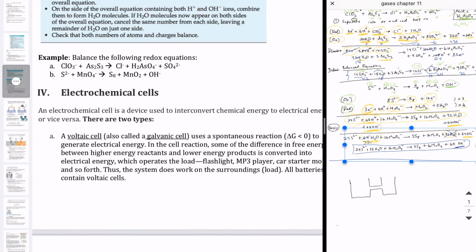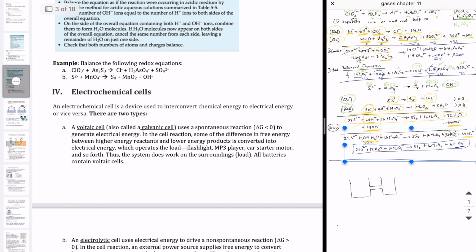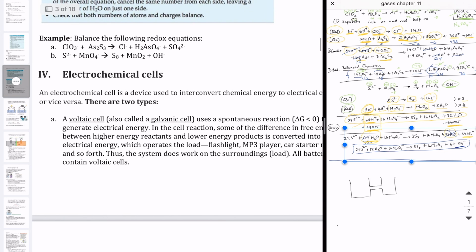So we just learned how to balance these redox equations. So now we want to take this further and figure out how we use that redox reaction to connect that with electricity to produce electricity. And so the type of system that we use to study these is what we call electrochemical cells.